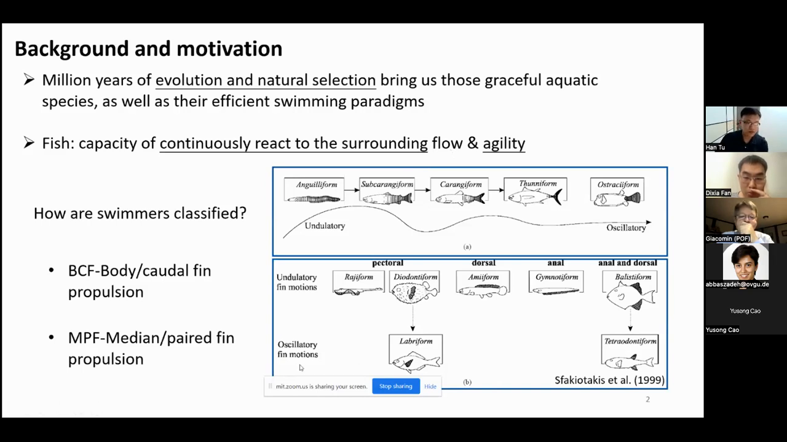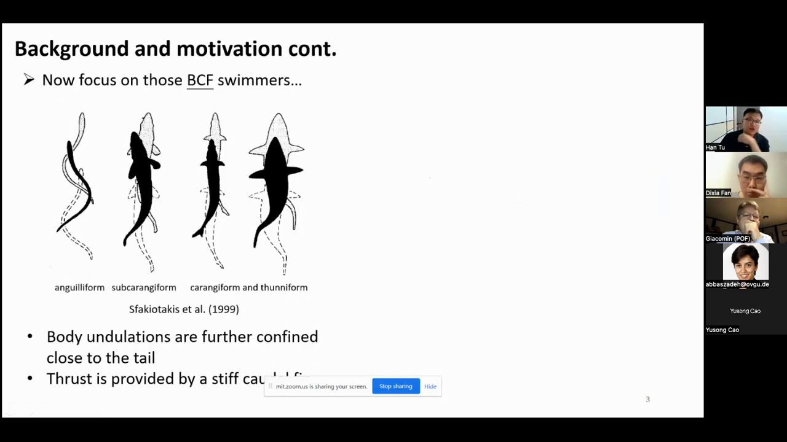Next page. Now let us focus on the BCF swimmers, since they occupy the majority of fish species, and their motion pattern is quite typical. In fact, this kind of pattern can be further divided into several modes, from the anguilliform to the thunniform. And from left to right, the body undulations are further confined close to the caudal fin or to the tail, especially for the right two kinds. The thrust is provided by a relatively so-called stiff caudal fin.